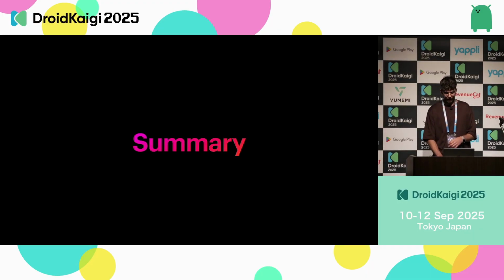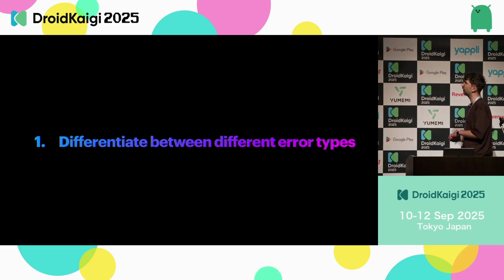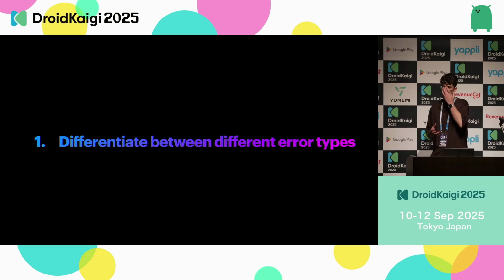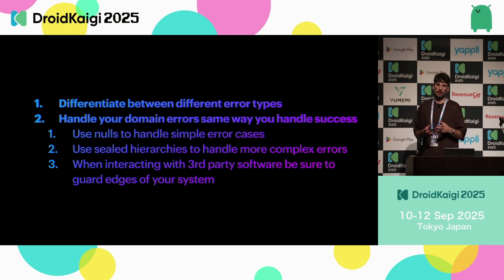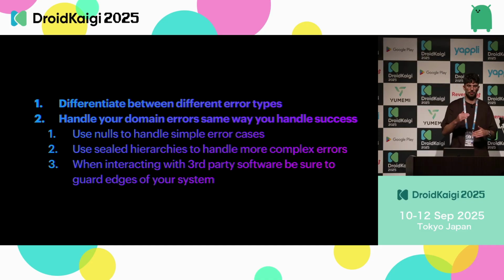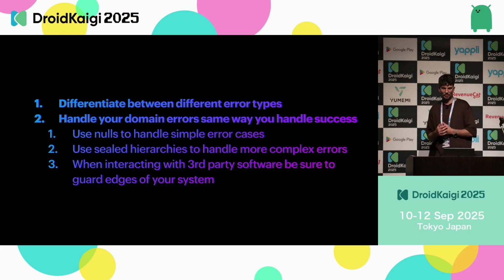So as a summary, the first most important thing is to differentiate between different error types. We have the domain errors that are unhappy paths, and then we have the program logic failures, which are actually the result of a programmer mistake. For the domain errors, we should use nulls to handle simple error cases. For the more complex ones, when we need multiple error cases, we can use sealed hierarchies, and we can add a little bit of sprinkle to that using custom result.